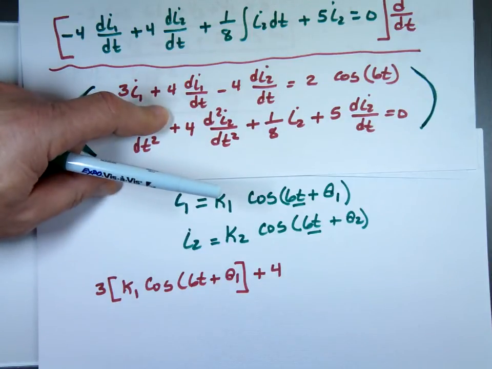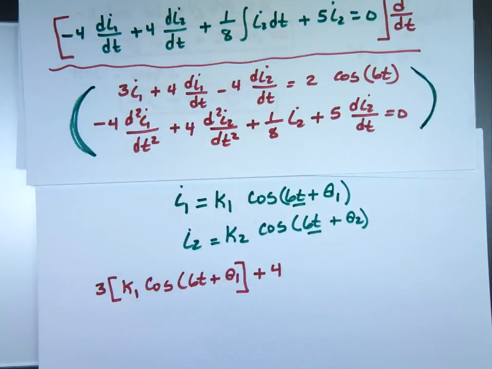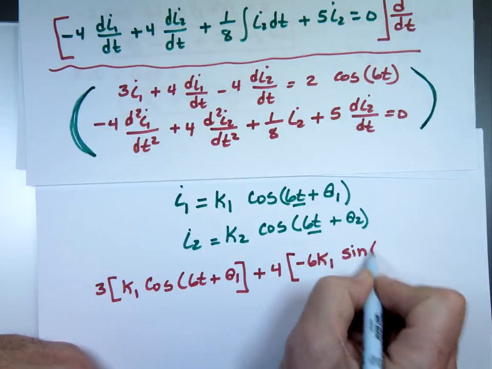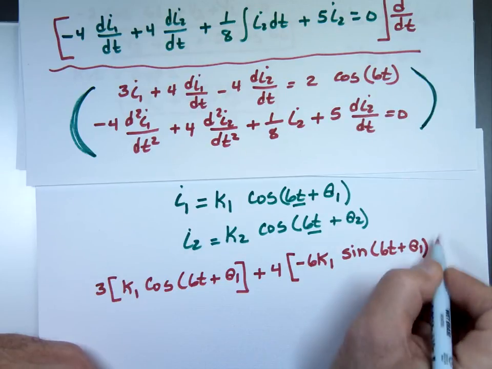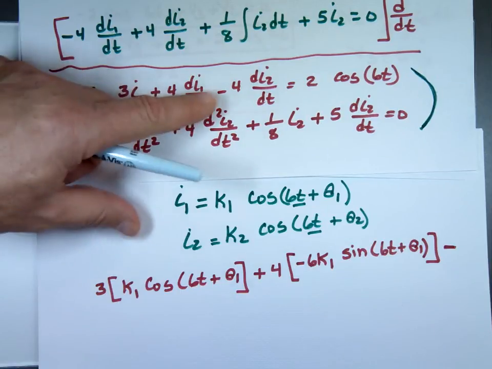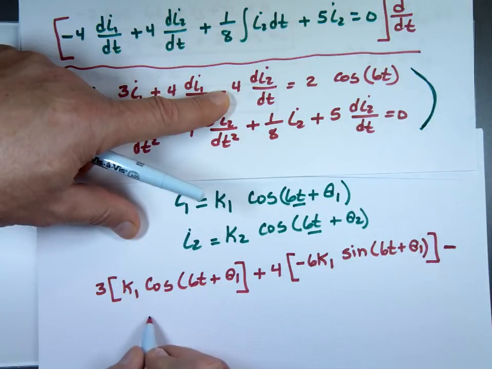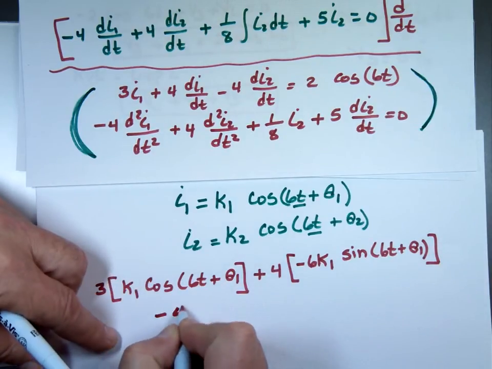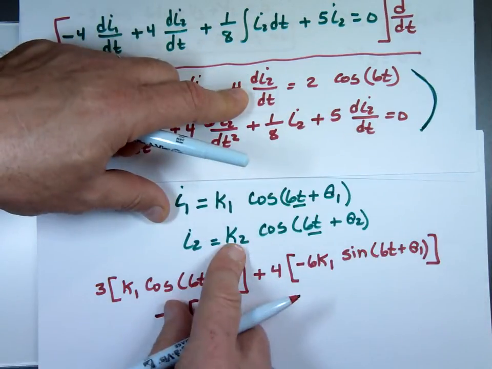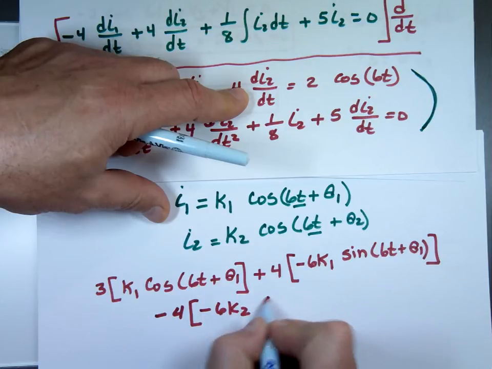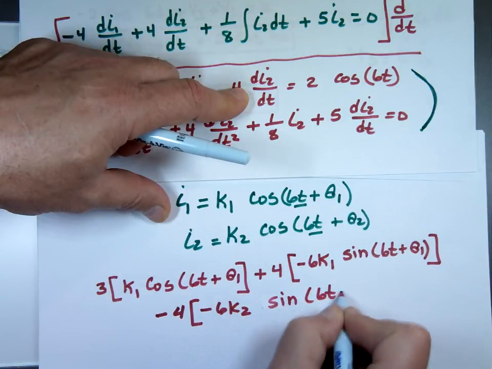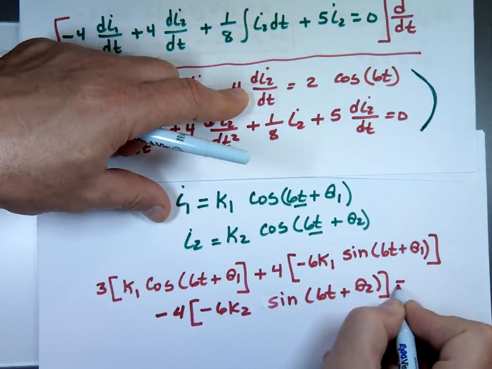Now, hopefully you're good in calculus. What's the derivative of this? This will be negative 6 K1 sine of 6t plus theta 1. There's the minus. What's this one going to be? Negative, I'll put it on the next line, negative 4 times the derivative of k2. This is negative 6 K2 sine of 6t plus theta 2, equals 2 cosine 6t.